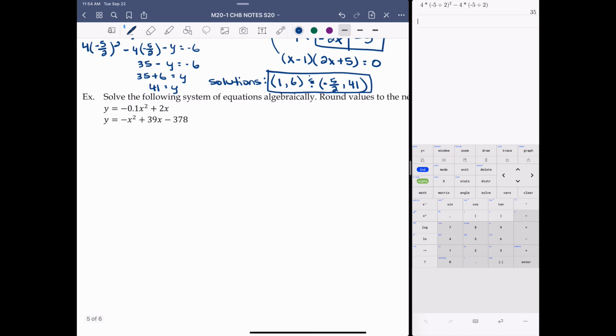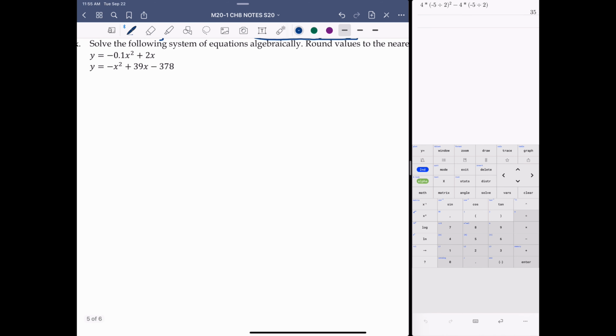Last example for this lesson. Solve the following system of equations algebraically, round values to the nearest tenth. y equals negative 0.1x squared plus 2x, and y equals negative x squared plus 39x minus 378.